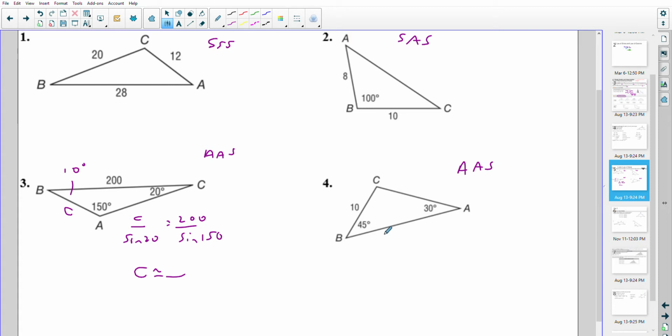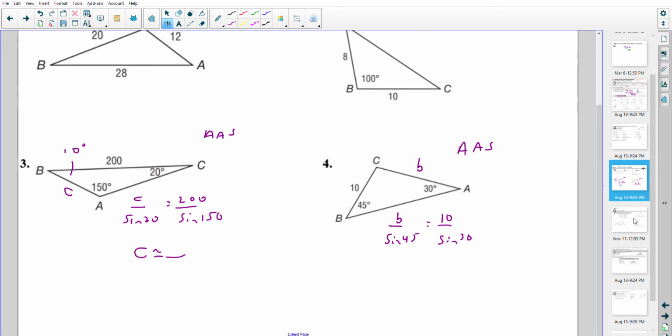And you could apply the same thing to get that angle. Same thing here, you're looking at what can you solve for. I see that this is a pair, and opposite 45 is your b, so I would say b over the sine of 45 equals 10 over the sine of 30. Again, cross multiply, solve for b, and then you could get your c by finding out what that angle is.